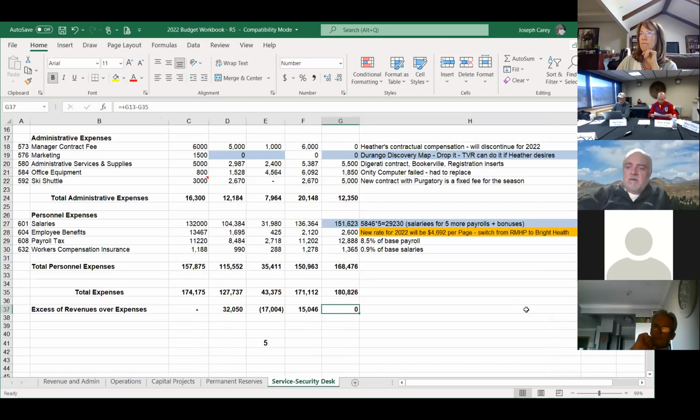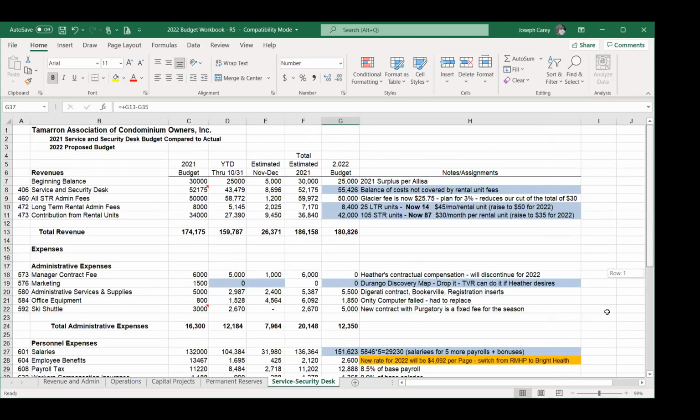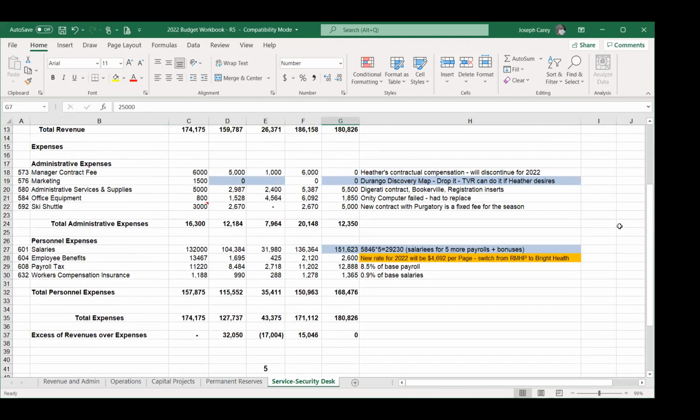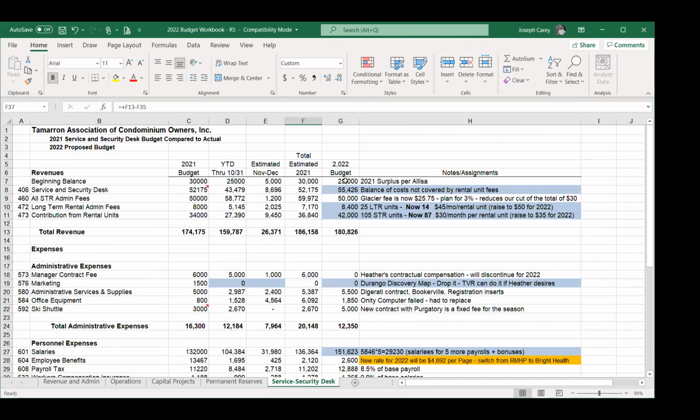Okay, service and security desk. The bucket of revenues for service and security desk: we keep the beginning balance on this account here. Let's see what we got here. All right, here again, Elisa, we got 15,046, but we got a beginning balance of 25.